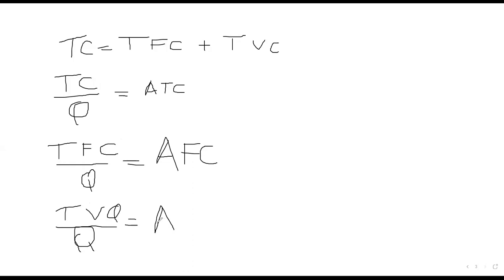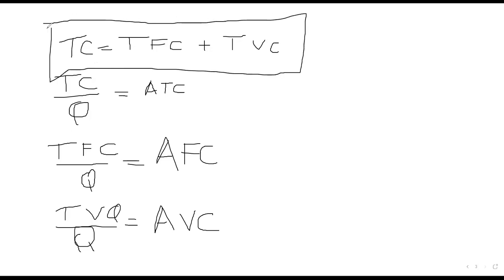Average variable cost. Becomes average variable cost. So we need to understand the cost behavior that firms undergo, especially when we begin discussing the market structures. There's a cost implication and there's a cost behavior that firms undergo.